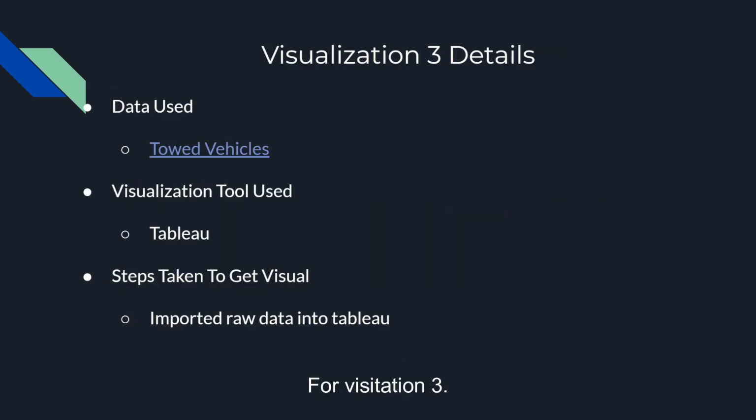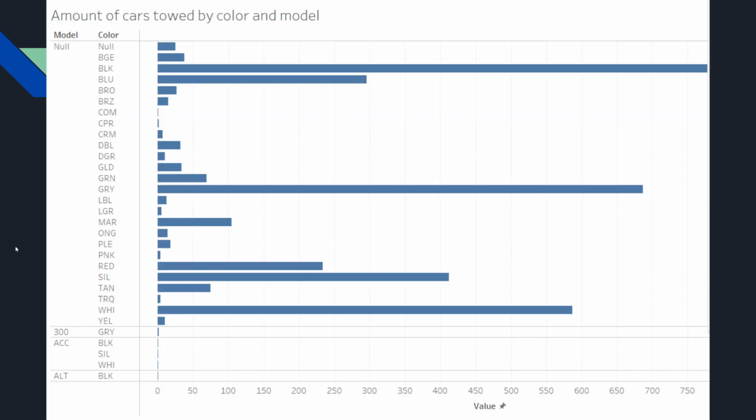For visualization 3, we used a data set of all of the vehicles towed in Chicago. We used Tableau for this visualization, and the steps taken to get the visualization are basically the same as the first one. Importing it, selecting the workspace, selecting what you want to put in columns, what you want to put in rows, etc. There's the chart.